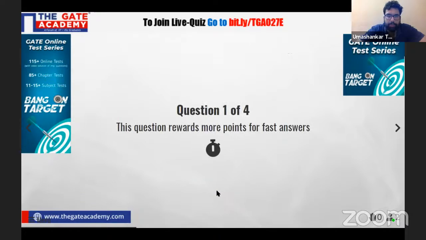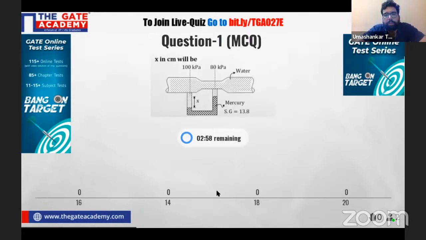So let's begin with this quiz. Here we go, the first question. This is an MCQ, a multiple choice question. You have to select any one option out of it, the one right answer.